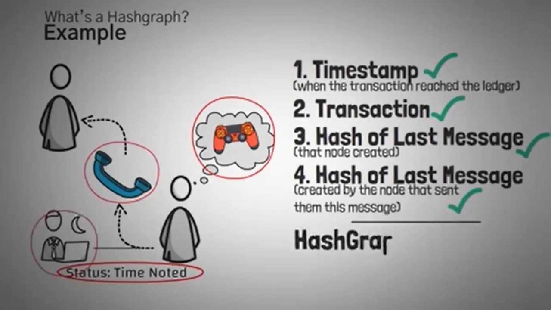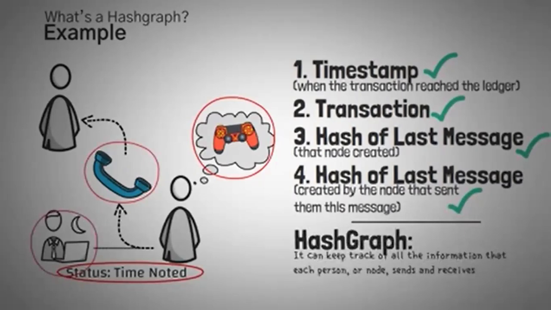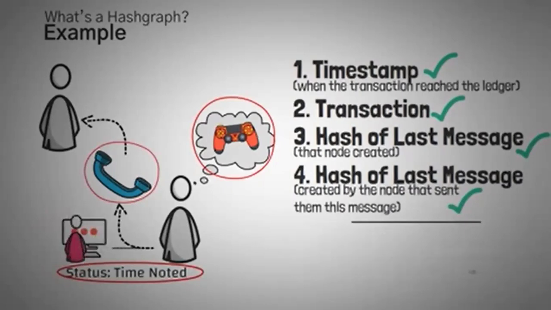This is basically what a hash graph is doing. It's keeping track of all of this information for each person or node that they send and receive. Okay, but what about if you lie to your friend about who you spoke to before them? What if you actually spoke to your sister instead of your brother, but you didn't want your friend to know that because maybe they don't get along or something?